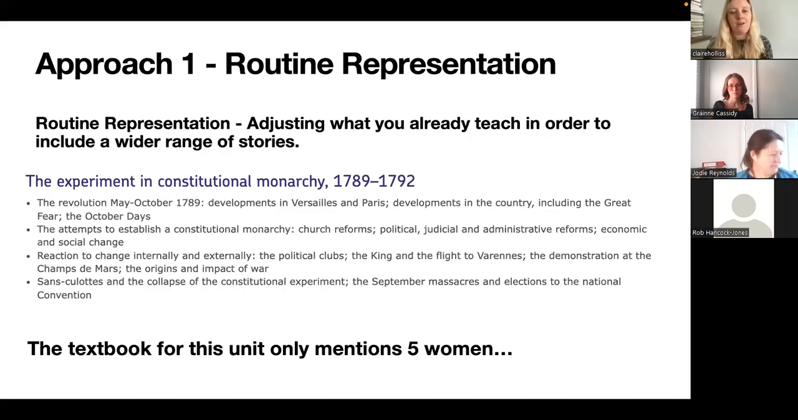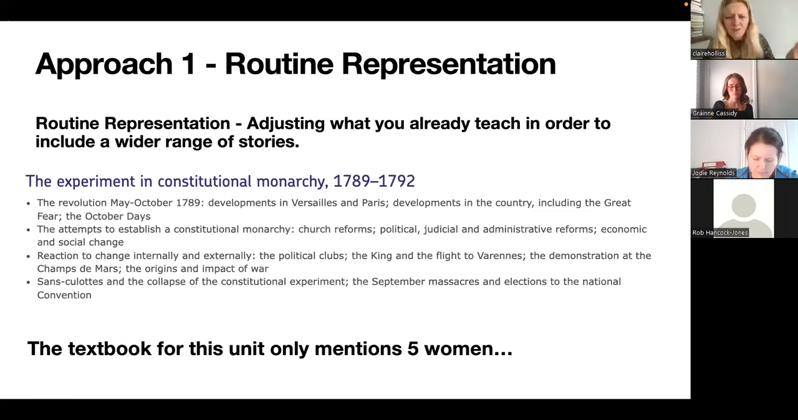So the first approach is something that I call routine representation. And this essentially just boils down to taking what you already teach, taking your existing specs or your schemes of work, and then just adjusting it to include a wider range of stories. How can you build these stories into your existing plans for teaching? And the example I'm going to give here is drawn from our teaching of the French Revolution unit.